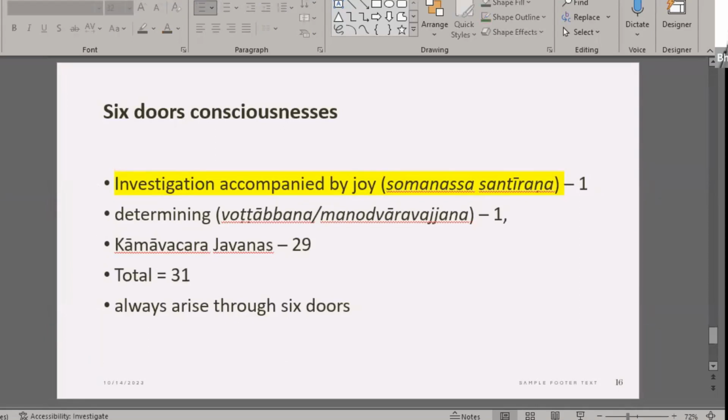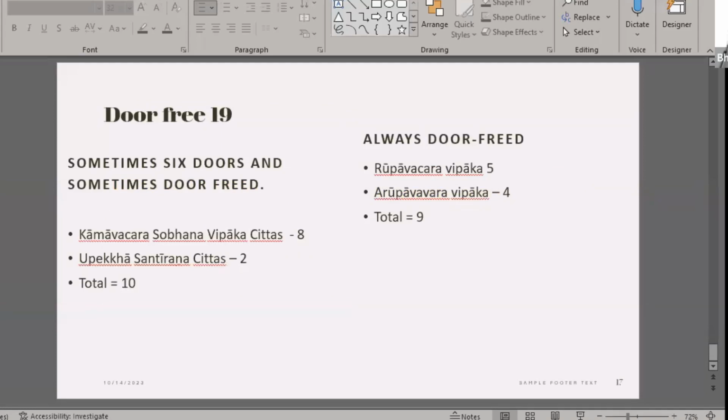Now let's move into the door-free consciousness. How many door-free consciousness? There are 19. Let's try to remind ourselves. Patisandhi, Bhavanga, Chuti cittas. How many? 19. What are they? Ahetuka Upekkha Santirana, Kusala Vipaka, 2. Then Kamavachara Vipaka, how many? 8. Rupavachara Vipaka, 5. Arupavachara Vipaka, 4.